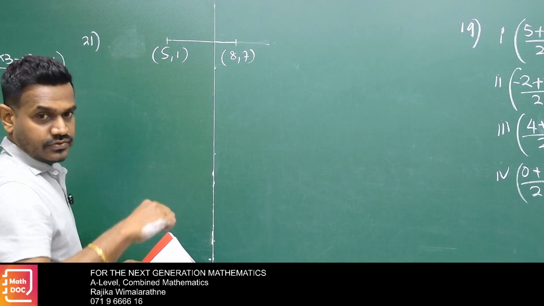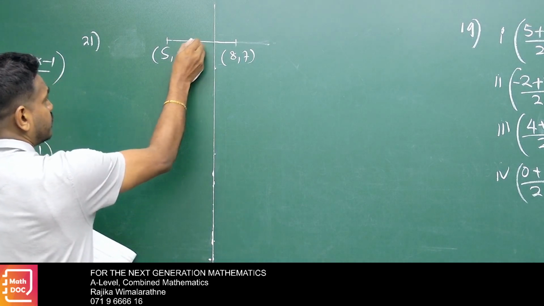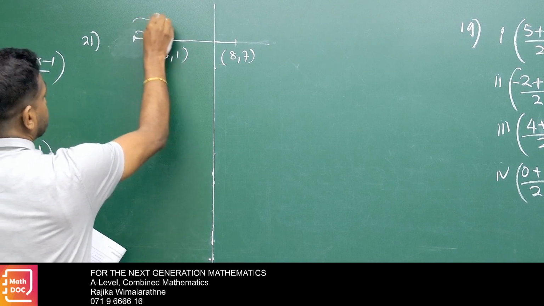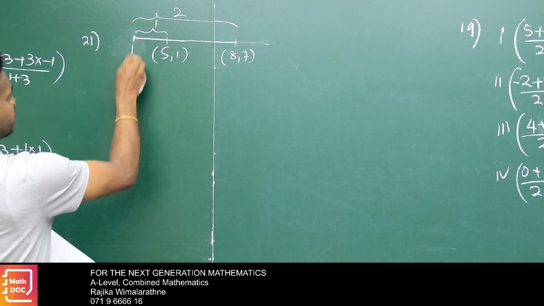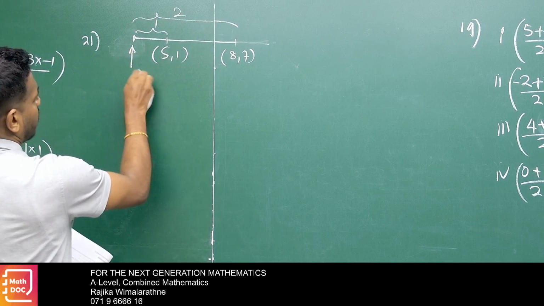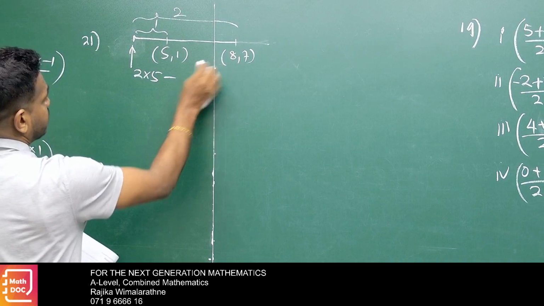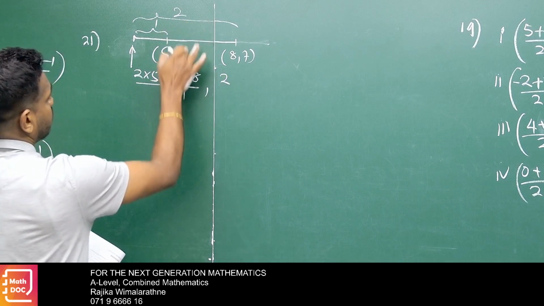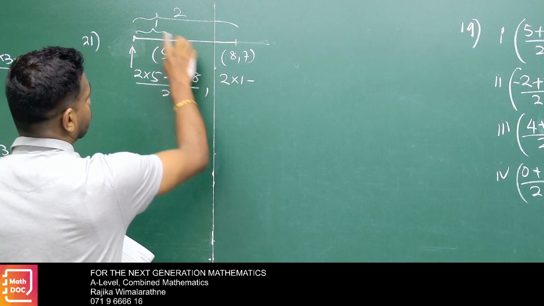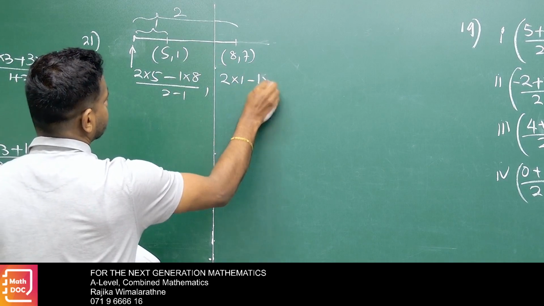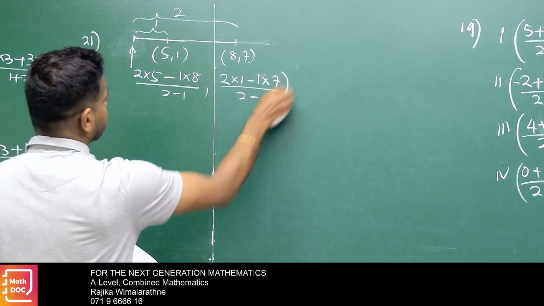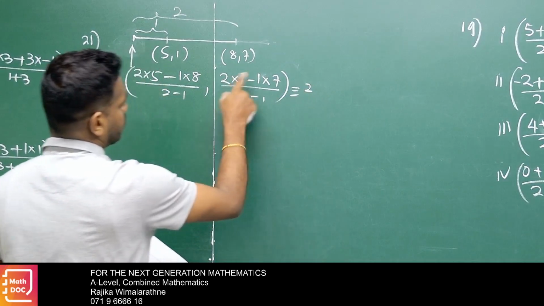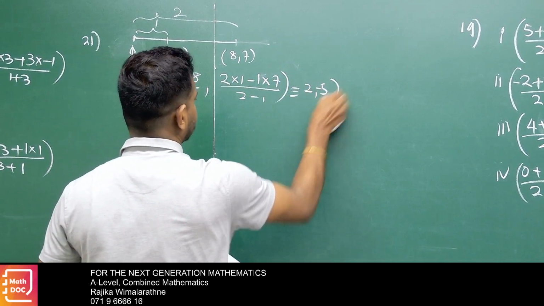Then 1 is less than 2, no? 1 to 2. Then you have to extend this way. And here this is 1, then this is 2, no? And here this point you write 2 times 5, minus 1 times 8, over 2 minus 1, then 2 times 1, minus 1 times 7, over 2 minus 1. Then 2, minus 5.